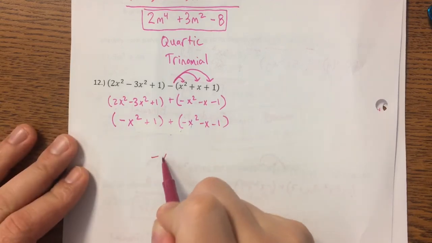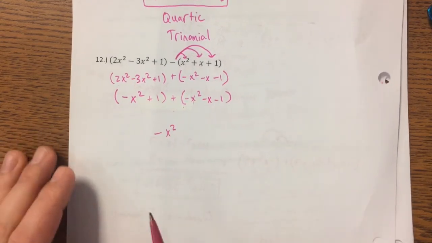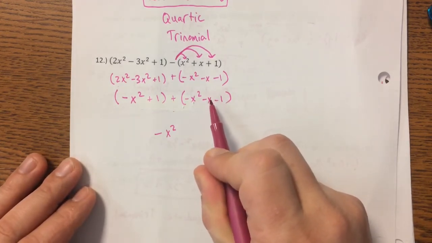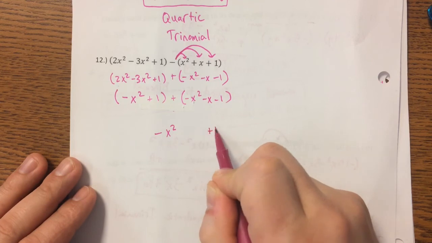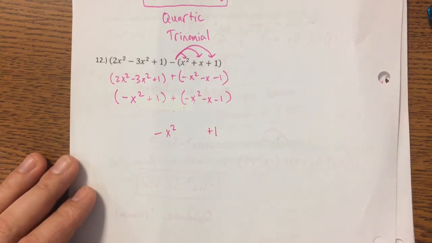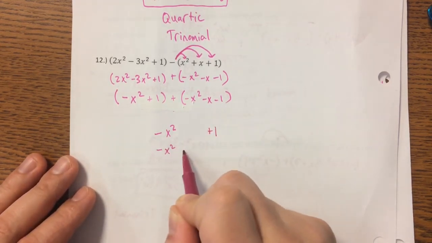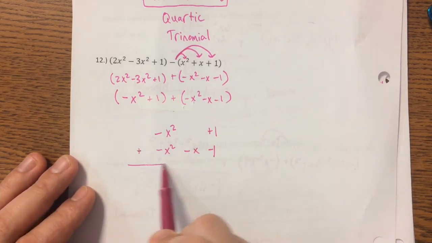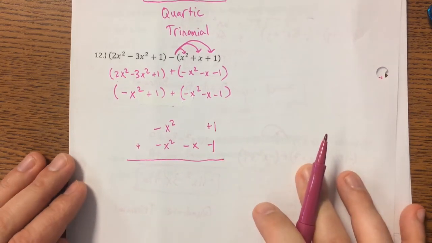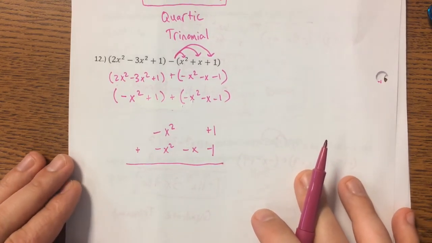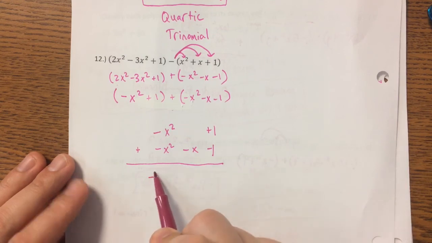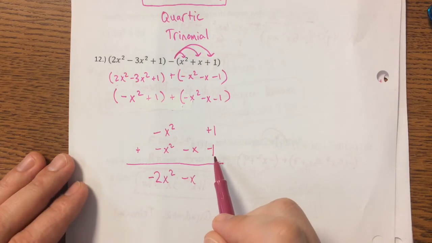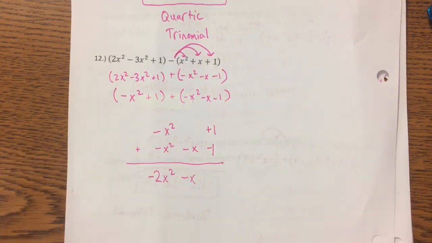So we've got negative x squared plus nothing, right? And I'm going to leave a little bit of space because I do have a linear term on this next one. Plus 1. So that's the first one. Now write the second one: negative x squared minus x minus 1. Add these together. My result is negative 2x squared minus x, and then what's 1 plus negative 1? 0. So you don't have to write the 0. Just leave it blank.